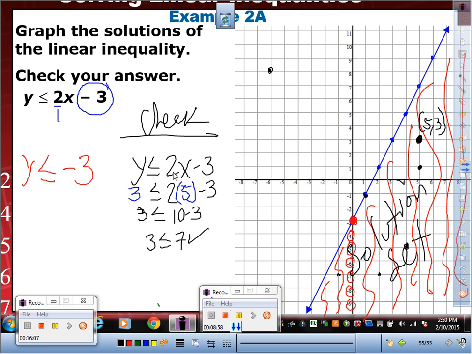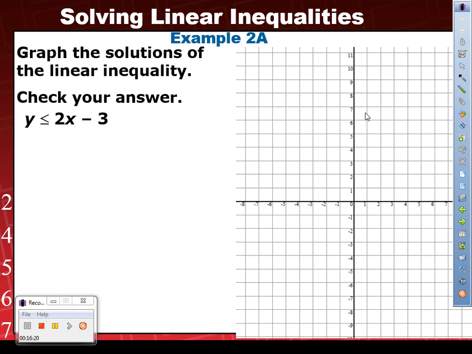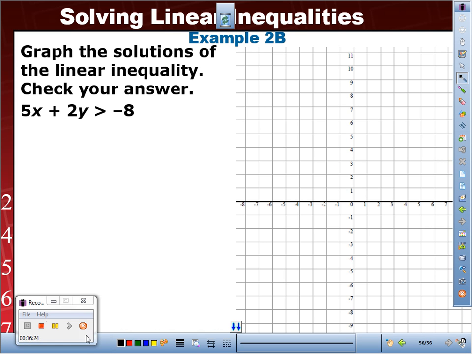Everybody got it? Let's do another one. Here we go. Copy this one down, please. Yeah, in the back. You have 2 graphs in the back. Or 4. So write this one down. Example 2b. You don't have to write the instructions. Write the inequality 5x plus 2y greater than negative 8.